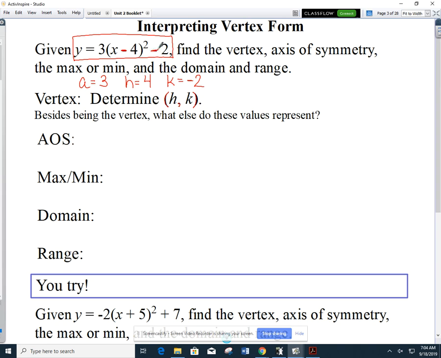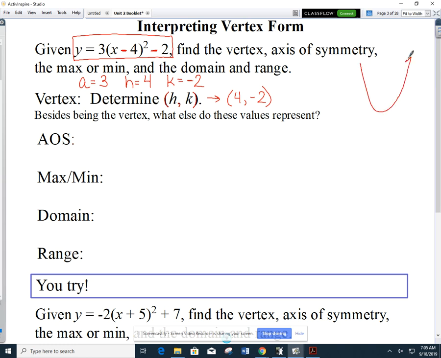So those are our values. So the vertex is pretty simple. It's just (4, -2). These values represent a bunch of different things, which is, again, why vertex form is so much more useful than standard form. If you remember, and you might not, in standard form, when you had to find the axis of symmetry or the vertex, it was quite a bit of work. You had to use an equation to find the axis of symmetry.